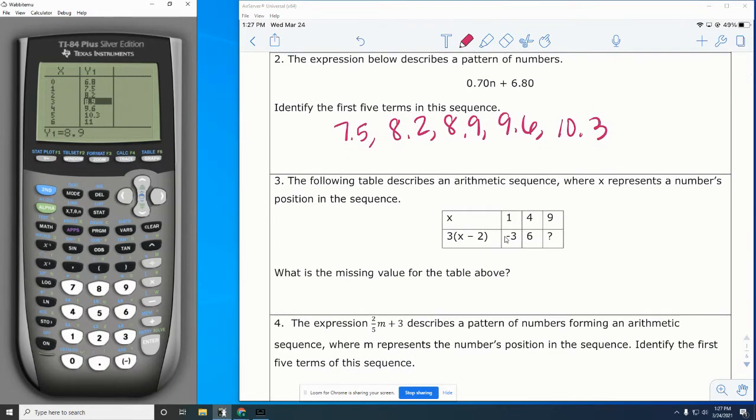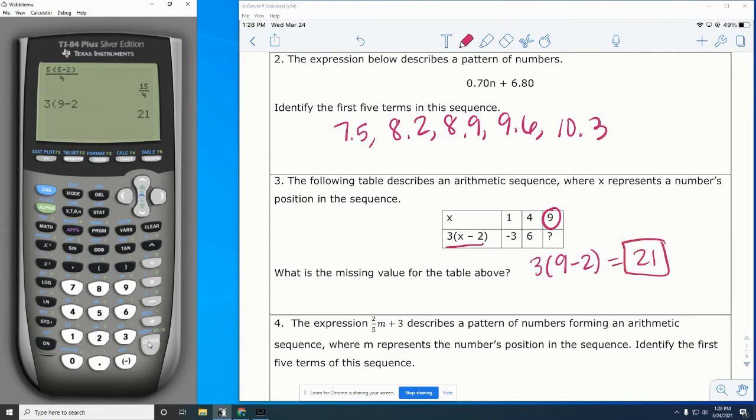Number 3, we have a table describing the arithmetic sequence where x represents a number's position. What is the missing value? They're telling me the function is going to be 3 times x minus 2, and they're giving me an x value and they want the y value. So this is another quick plug in. We're going to take 3 and then plug in 9, minus 2. And so that value would be 21 based on that formula.